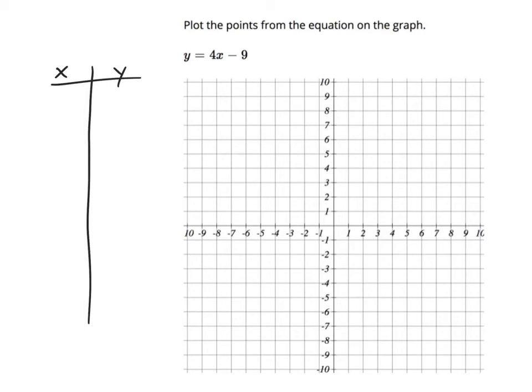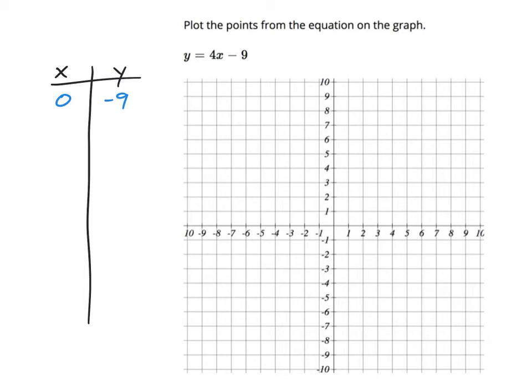And so we're going to go ahead and, since I'm using the table here, I'm just going to start grabbing some x values. And you can actually choose basically any x values you want. A lot of people like to start at 0 for the x, and that is a great place to start. If I plug 0 into my equation up here, 4 times 0 is 0, and 0 minus 9 is -9. So then I go to -9 for my y.